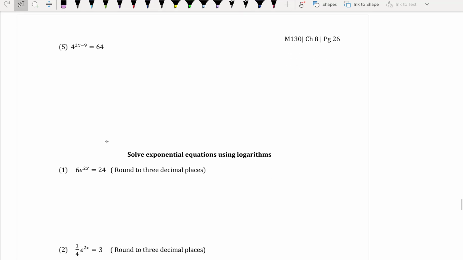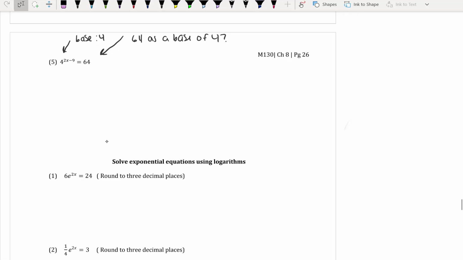For number 5, it's slightly different. But what you want to look at is the base. So here I have my base equal to 4. Is there any way to get 64 as a base of 4? Well, let's think about it.